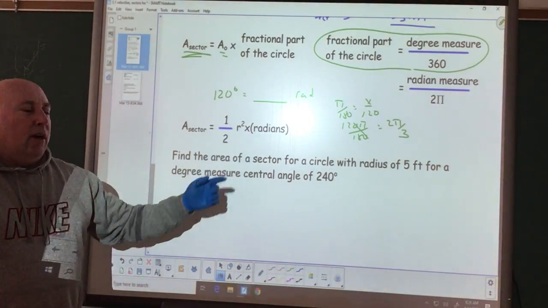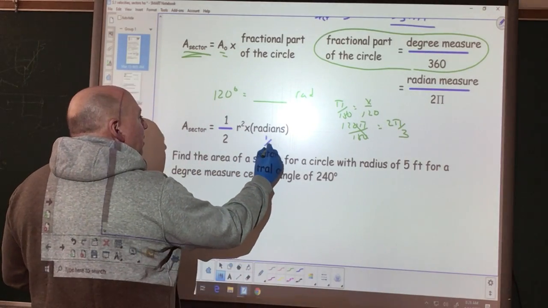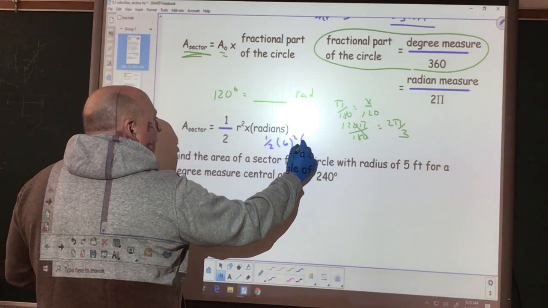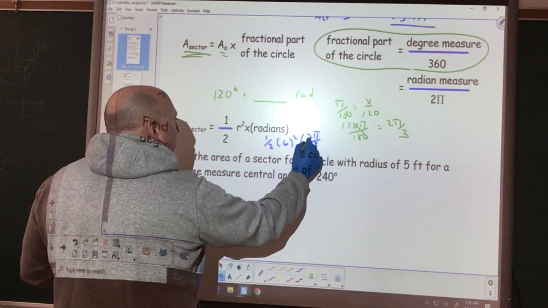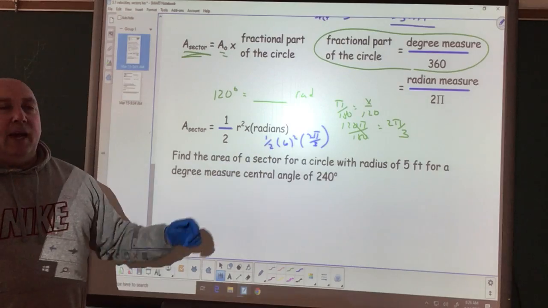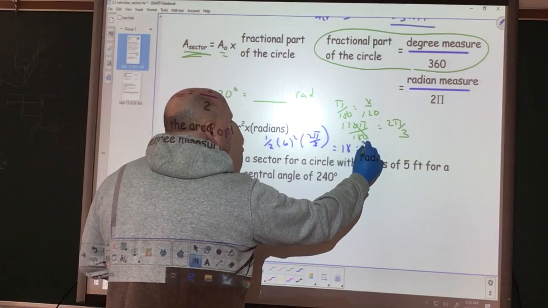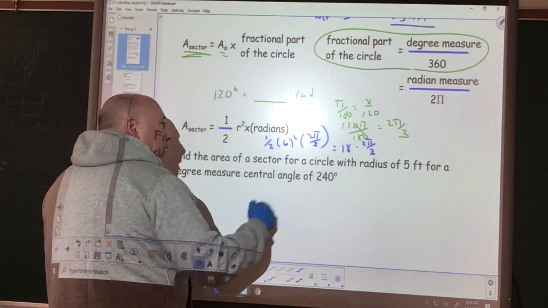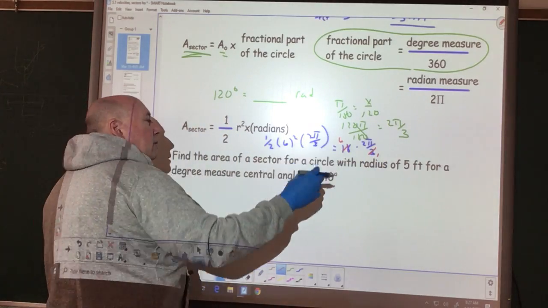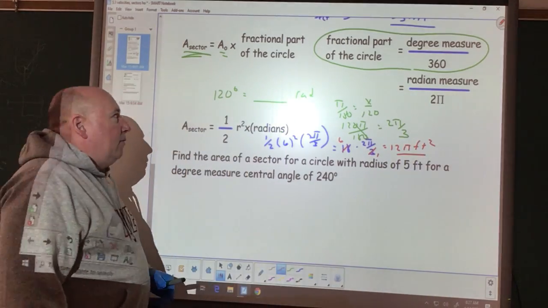So I can calculate the area of my sector by taking 1/2 my radius squared, which is 6 squared, times 2 pi over 3. So I have 1/2 times 36. This gives me 18 times 2 pi over 3. We can cancel 1 and 6. 2 times 6 gives me the 12 pi feet squared also.